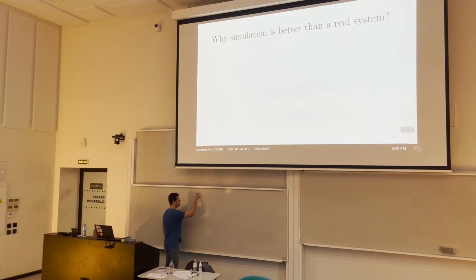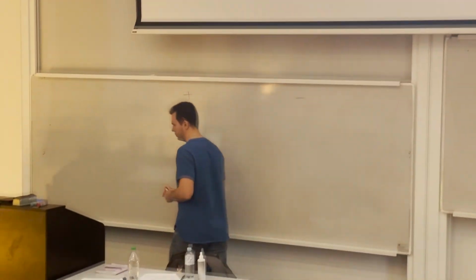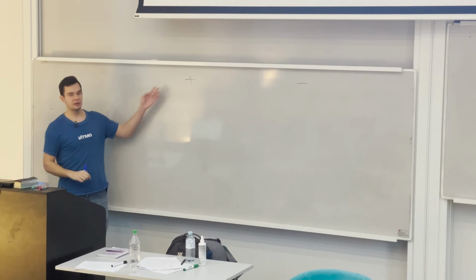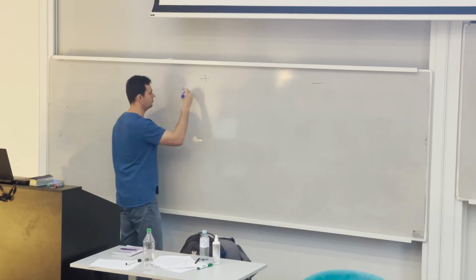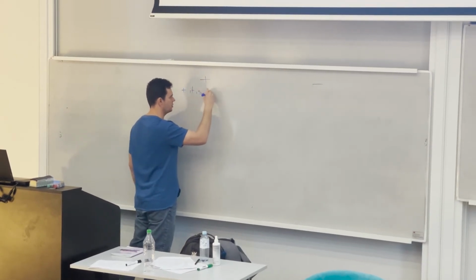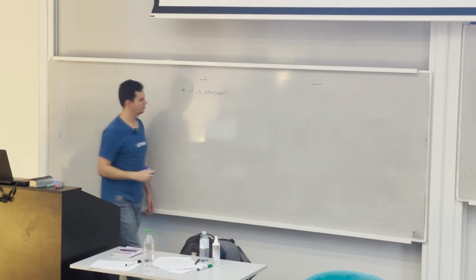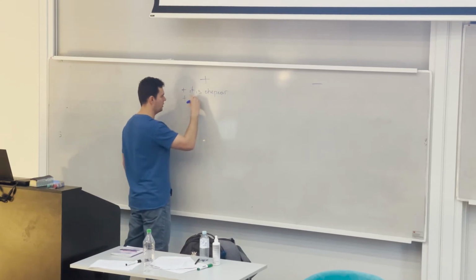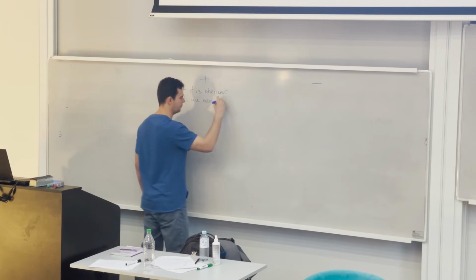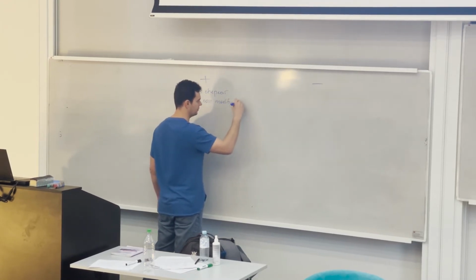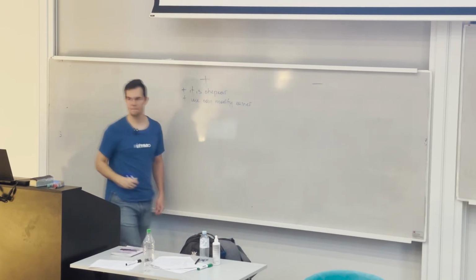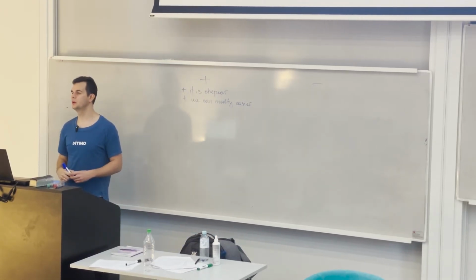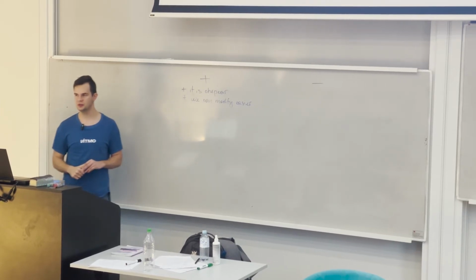So here we will have a list of advantages, and here will be the list of disadvantages. What should I write for the advantages? Cheaper. Yeah. It is cheaper. Modify, yeah. We can modify. Easier. Faster what? Faster output. Result. Yeah. So it will be faster to get results.